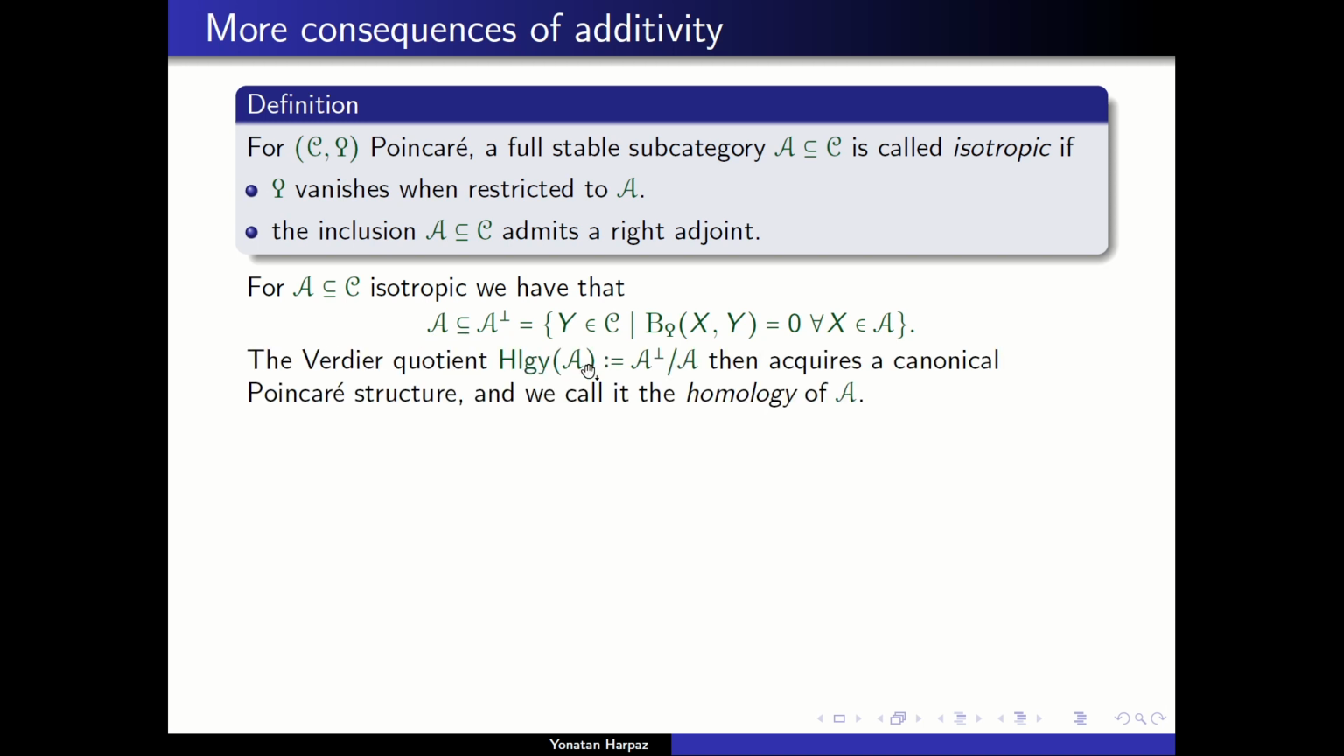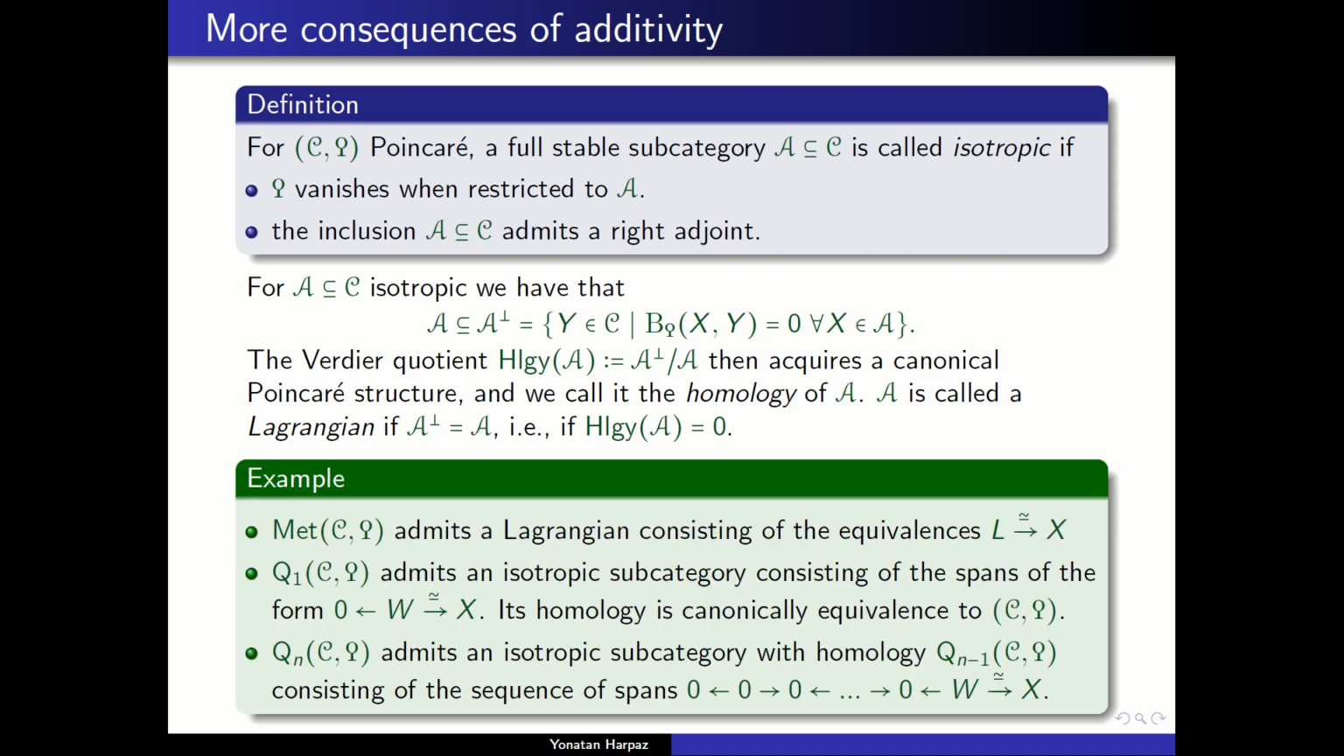And one can then show that if we take the quotient of A perpendicular mod A, so we take this quotient in stable infinity categories, this is called the Verdier quotient, then this quotient acquires a canonical Poincaré structure. And we call the resulting Poincaré infinity category the homology of A. And we say that A is a Lagrangian if its orthogonal complement coincides with A itself. That is, if its homology vanishes. So the homology measures how far an isotropic subcategory is from being a Lagrangian. And some examples of this are the following.